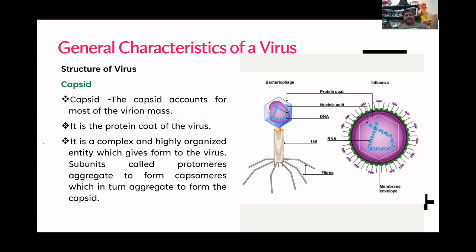And this particular capsid, or the virus protein coat, is composed of smaller subunits called protomeres or capsomeres. These protomeres aggregate together to form capsomeres, which in turn repeat to form the overall capsid of the virus. In the picture, you can see two types of capsids. The first is the capsid of the bacteriophage, with icosahedral symmetry. The second is a complex virus capsid of the influenza virus. Sometimes these capsids may also be enveloped by a lipid layer. We call that an envelope.